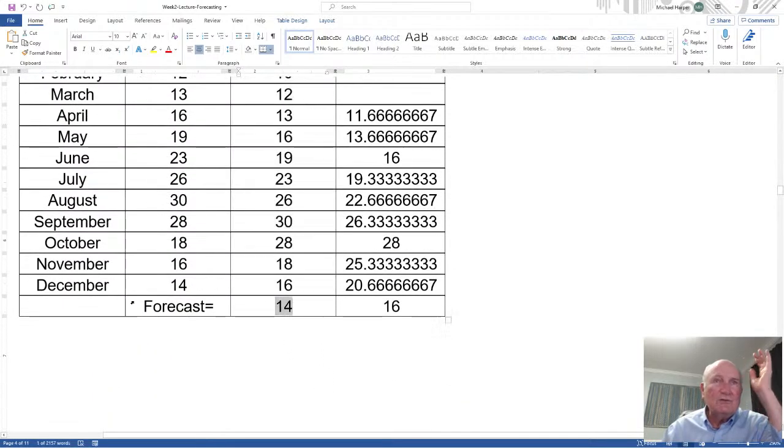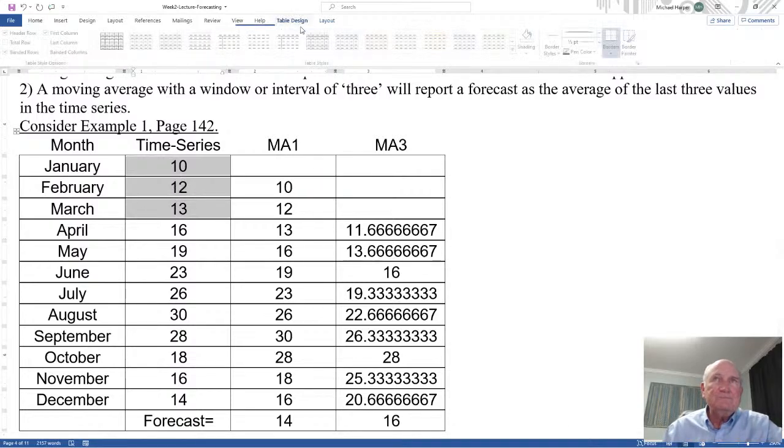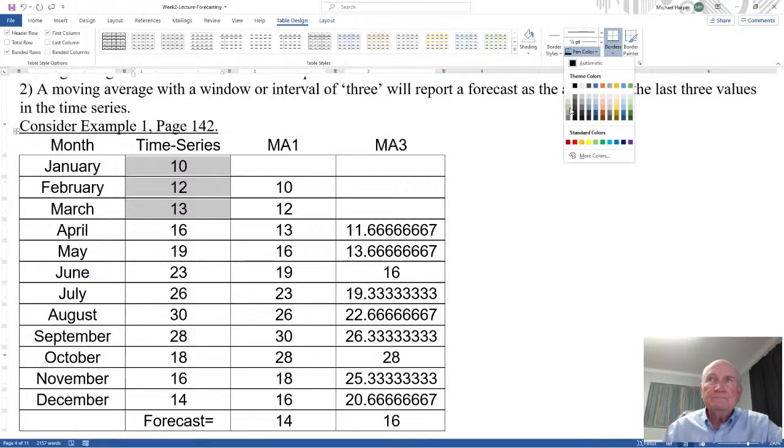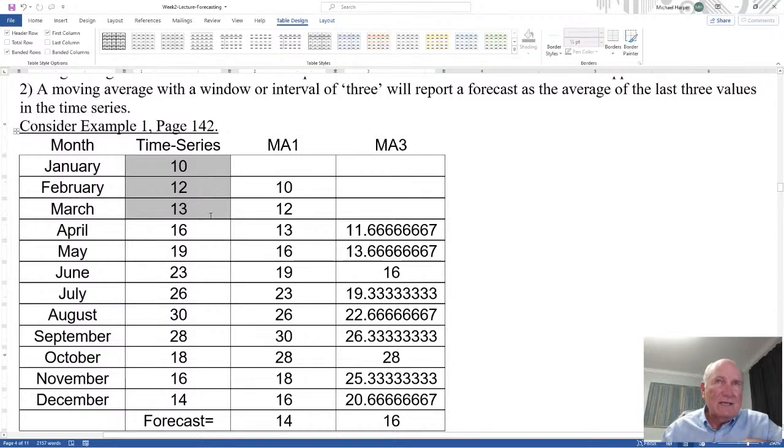The forecast for January of the next year is going to be 14, because that was the last value. But with a window of 3, I look at the last 3. If I look at 10, 12, and 13 and average that, the average is 11 2/3. That's my forecast for the very next time period. Then I move down the next 3: 12, 13, and 16. That average is 13 2/3, the forecast for May.